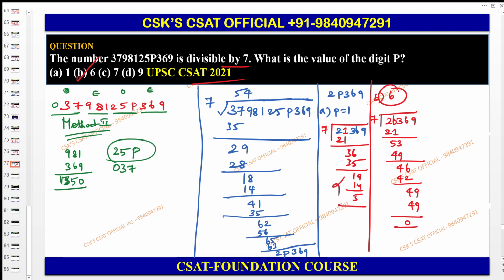This 25P can be split as 250 plus P, since 0 plus P is nothing but P, right? So that unit place you are splitting now. Please understand this. This is a very important step when you are doing this model. Then split like this, 1350.